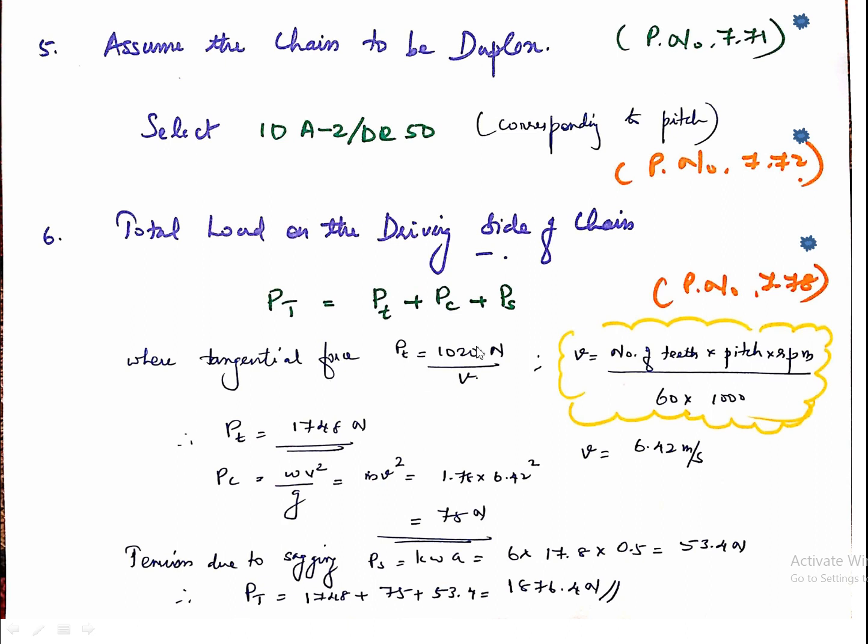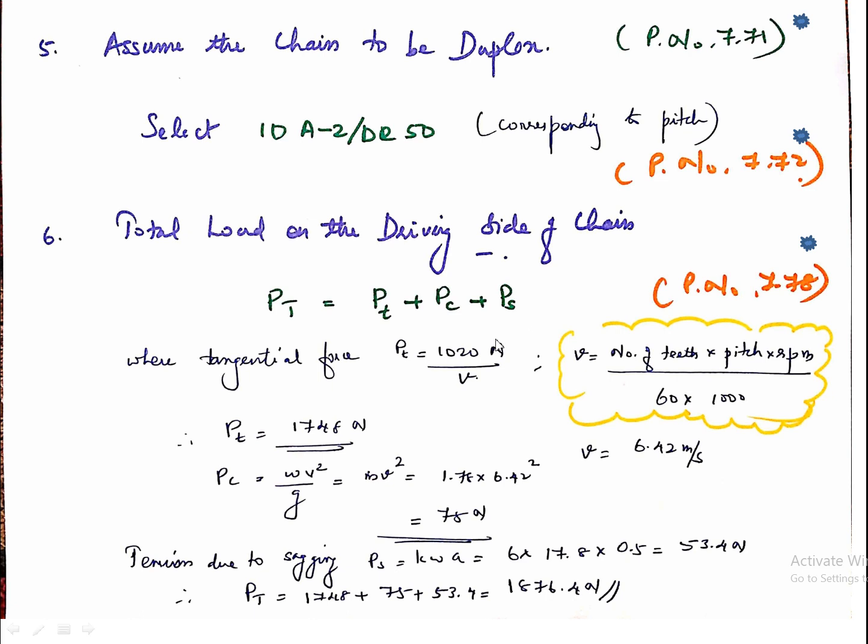So the tangential force, as I said, is 1020 into RPM divided by velocity. Now here there is a change in the velocity equation, and the velocity is given by number of teeth into pitch into RPM divided by 60 into 1000. This equation is not there in your data book. You must remember this equation for solving in your final examination, right? So the tangential force is equal to 1020 N divided by V.